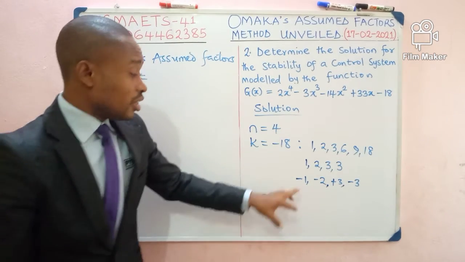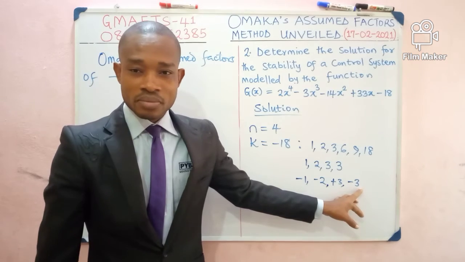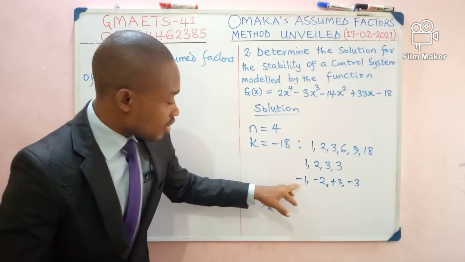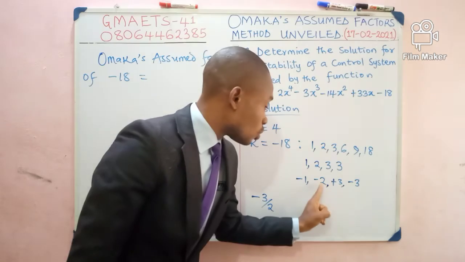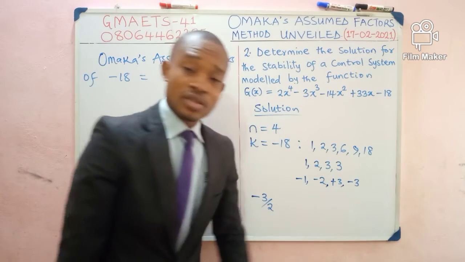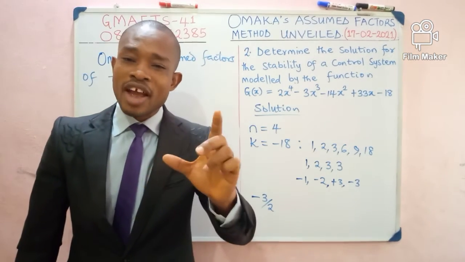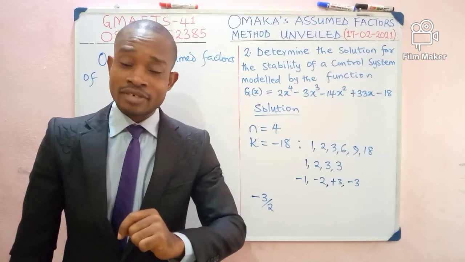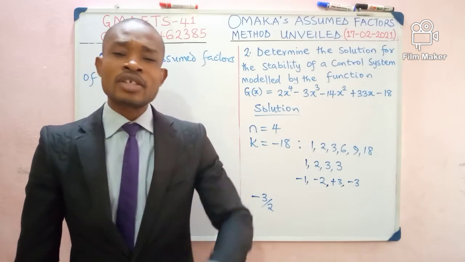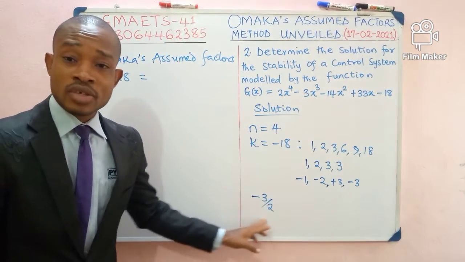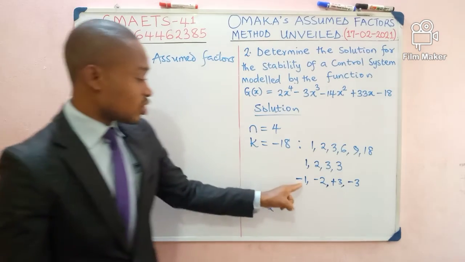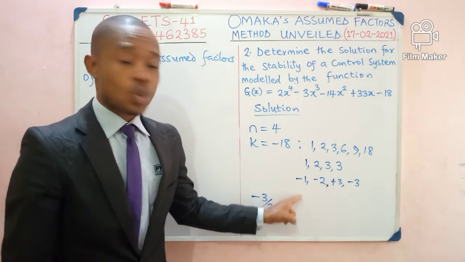Now, it is either the first or the last term. If you introduce divided by 2 to this minus 1, and add it up to minus 2 plus 3 and minus 3, you're going to get minus 5 over 2. You can work it out yourself. Since that is going to give us minus 5 over 2, it means it can't solve our problem because we are looking for the sum to give us minus 3 over 2. Hence, the divisor can't be under this minus 1.